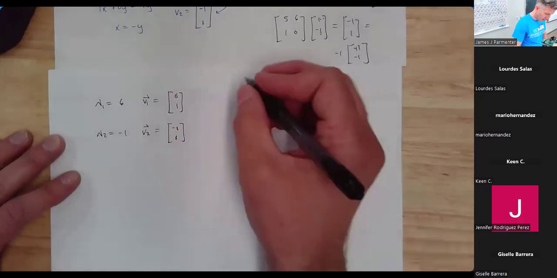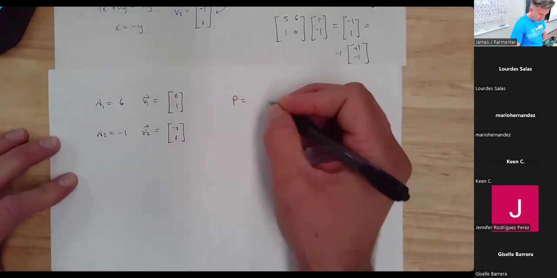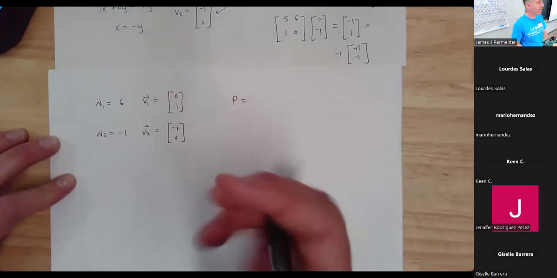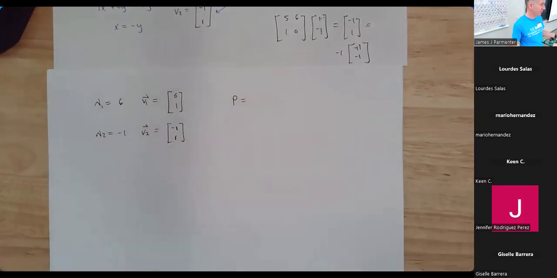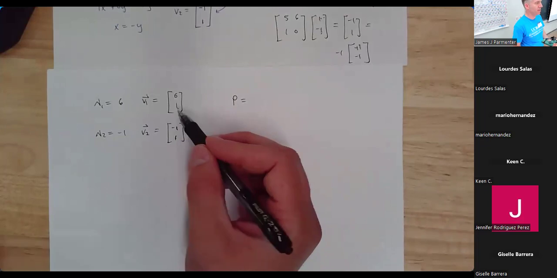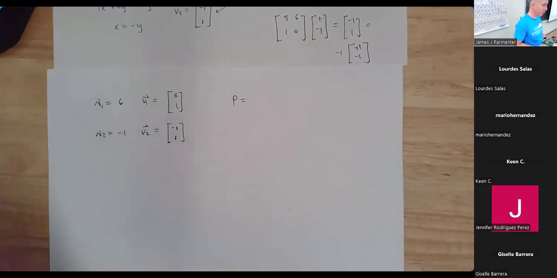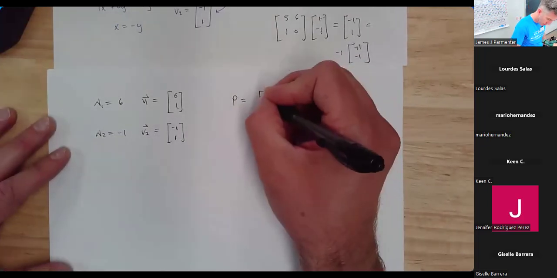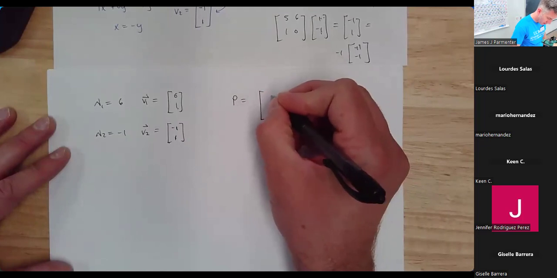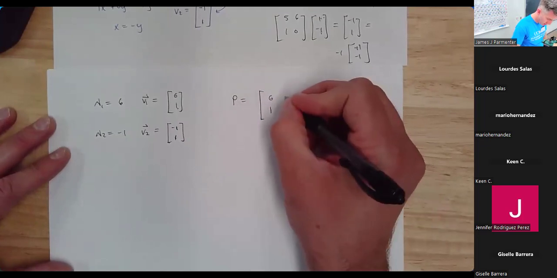So then we write down the matrix P. And once you decide on the order the eigenvectors go in P, everything else is kind of fully determined for you. Usually we write the first eigenvector as the first column and the second one as the second column, but you can actually order it any way you want. So I'm going to say that P is equal to the first column being 6, 1, the second column being negative 1, 1.